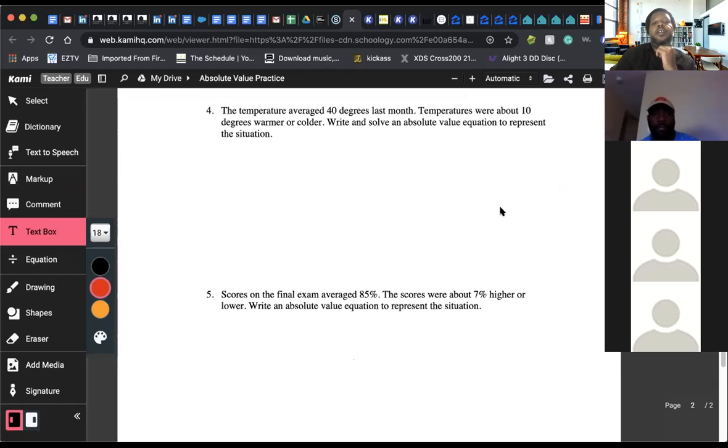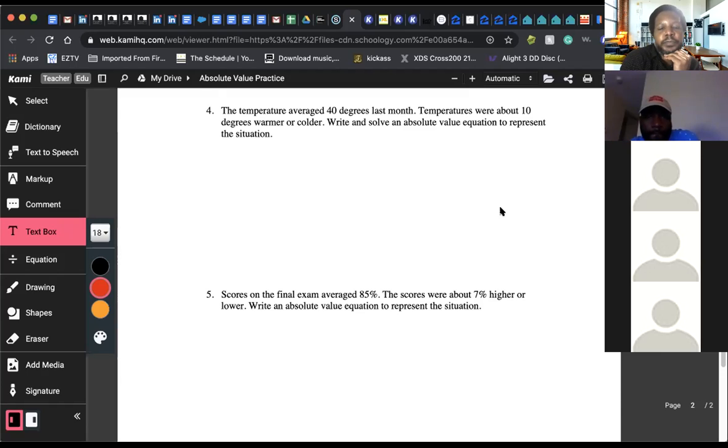Temperature, right? The average was 40 degrees last month. Temperatures were about 10 degrees warmer or colder, right? And solve an absolute value equation to represent the situation. So it says the average is 40 last month. Temperatures were 10. So that's equal to 10. Temperatures were about 10 degrees warmer or colder.